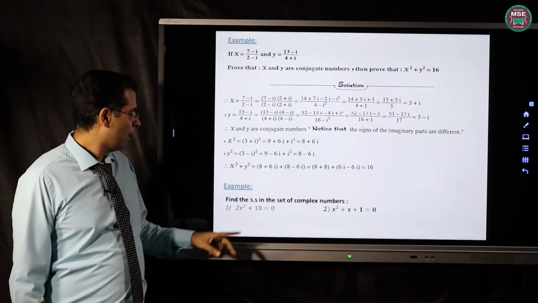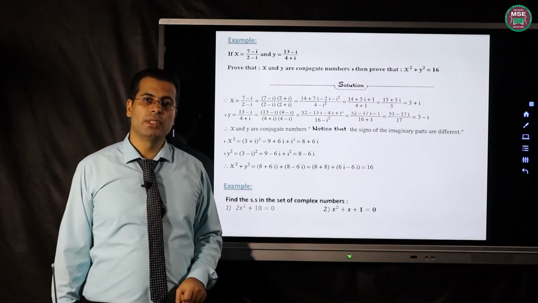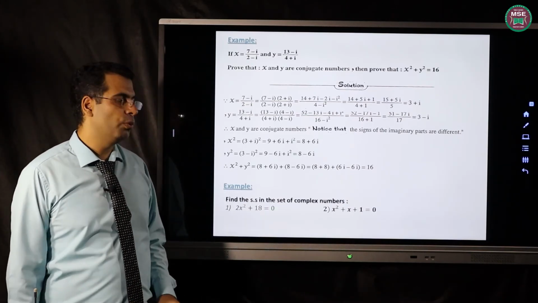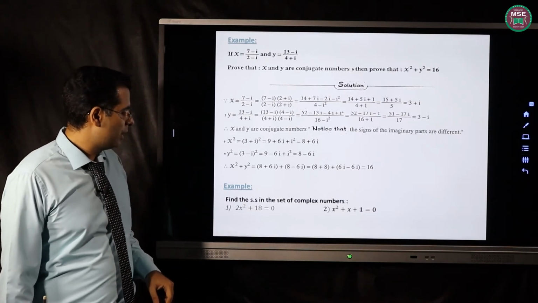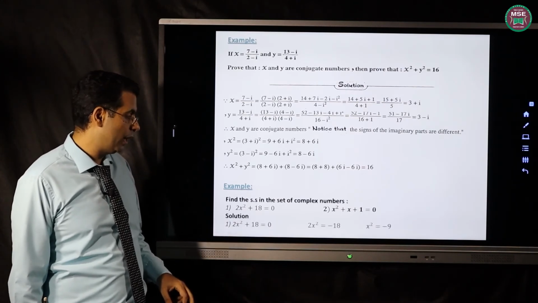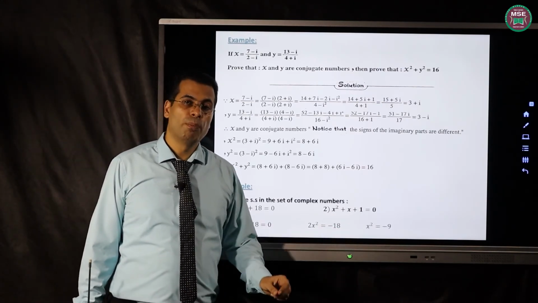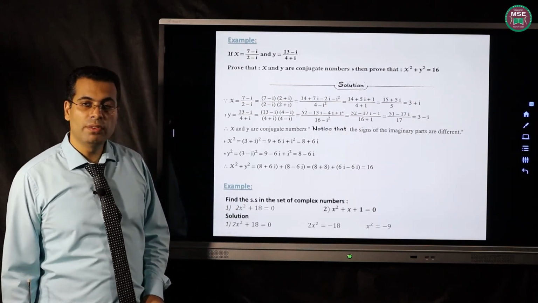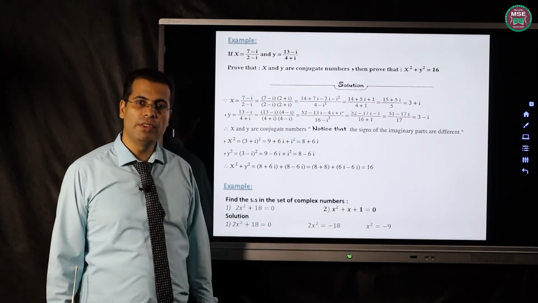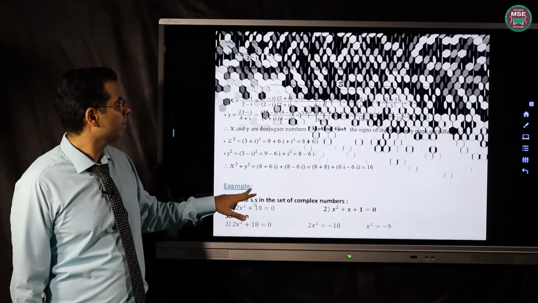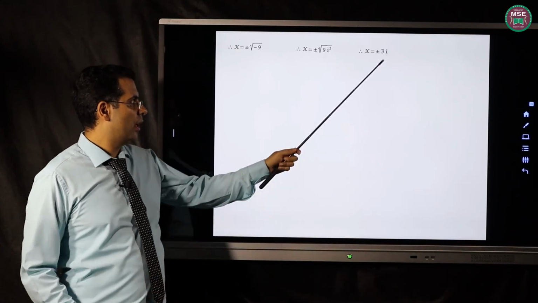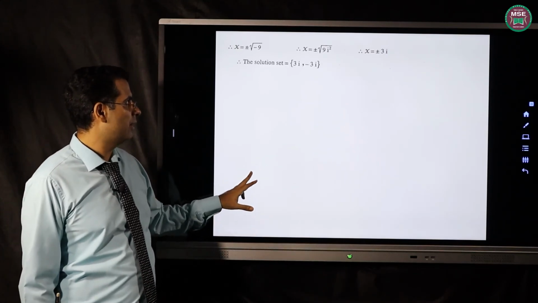Another example. Find the solution set in the set of complex numbers. In real numbers, root negative 1 has no solution, but here in complex numbers we have a solution. 2x power 2 plus 18 equals 0. Therefore, 18 goes there, negative 18 divided by 2 equals negative 9, sorry. Therefore x equals positive or negative root negative 9. Root negative 9 equals 3i: root 9 equals 3, and the negative under the root gives me i. So x equals positive or negative 3i, and the solution set is 3i and negative 3i.